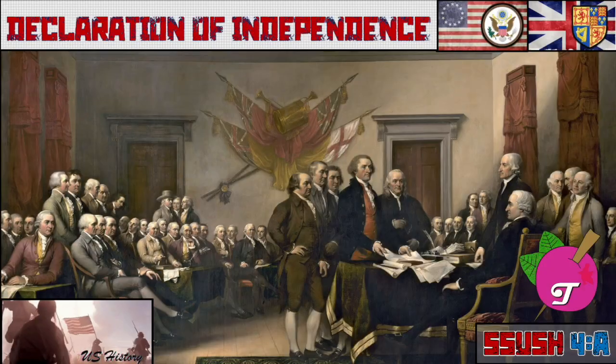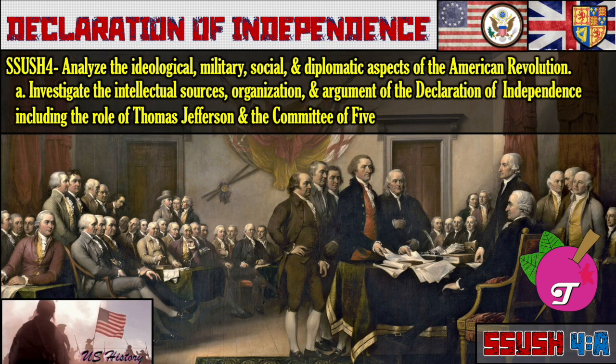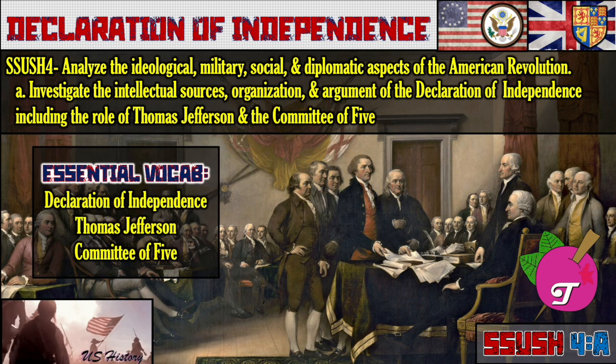We're starting off with Standard 4. Analyze the ideological, military, social, and diplomatic aspects of the American Revolution. We're looking at Substandard A. Investigate the intellectual sources, organization, and argument of the Declaration of Independence, including the role of Thomas Jefferson and the Committee of Five. Our essential vocab is Declaration of Independence, Thomas Jefferson, and the Committee of Five.